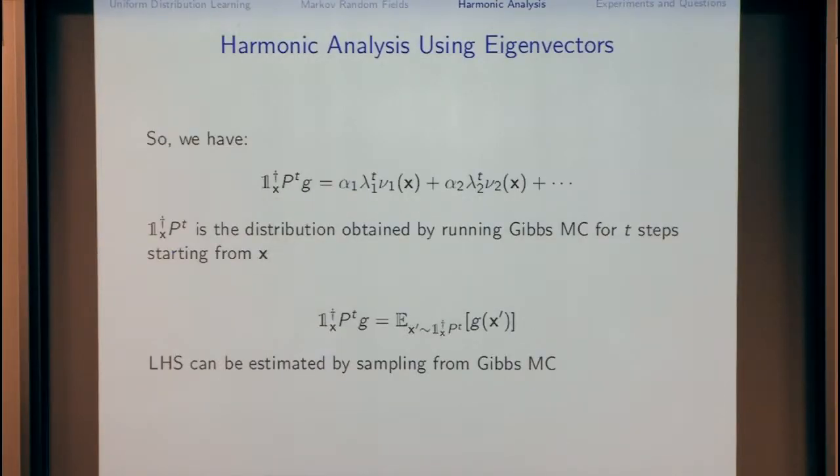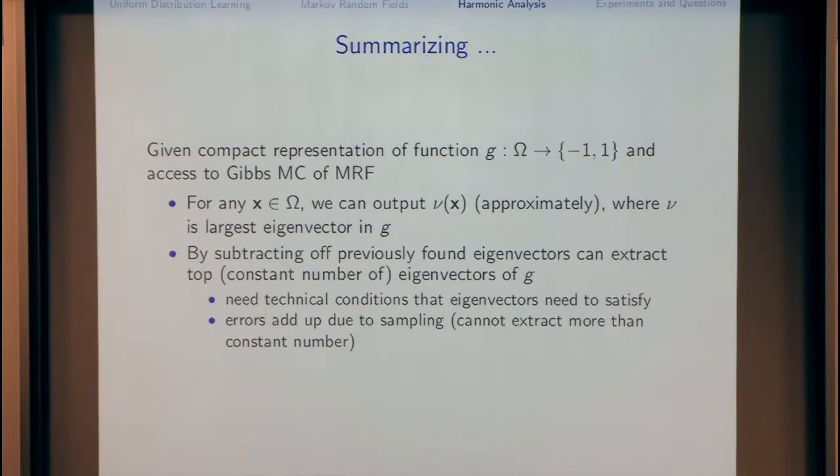So we'll get something that's in the direction of the first eigenvector. So we can just normalize and get the eigenvector corresponding to the largest eigenvalue.